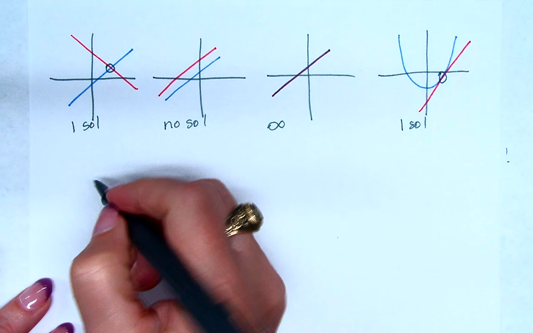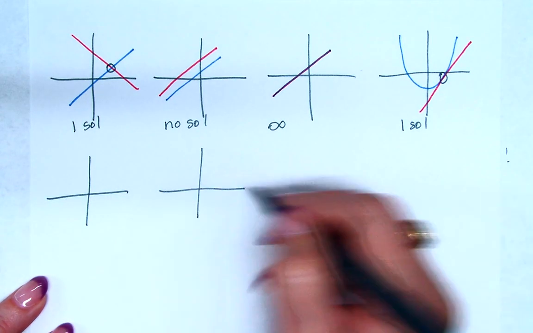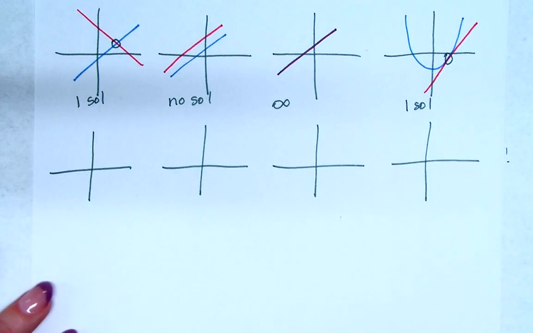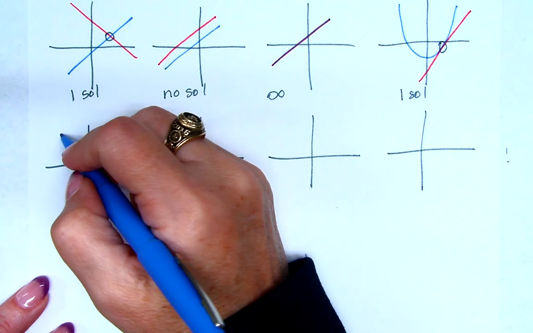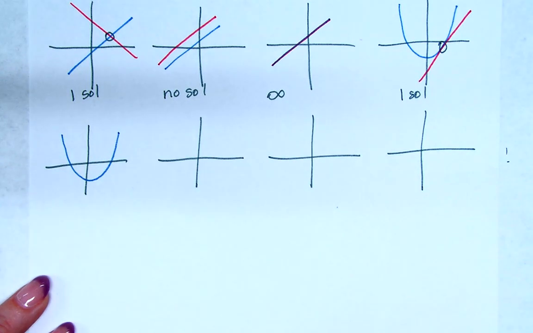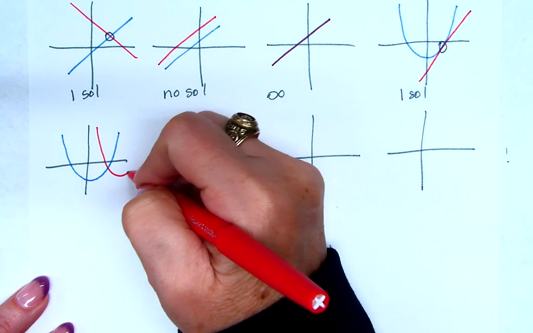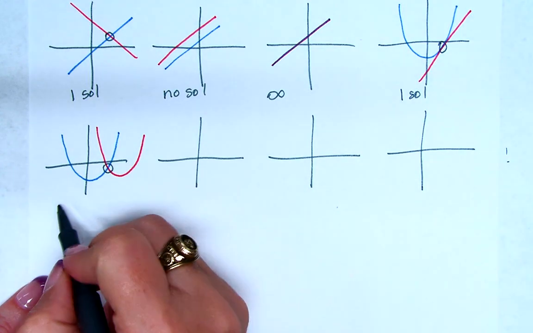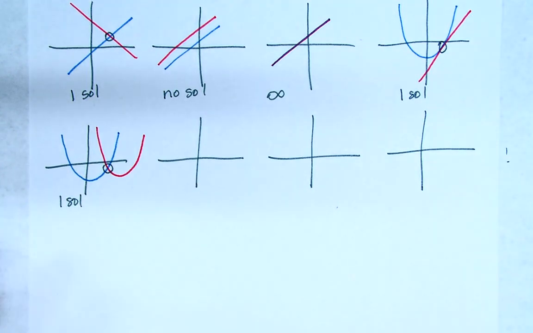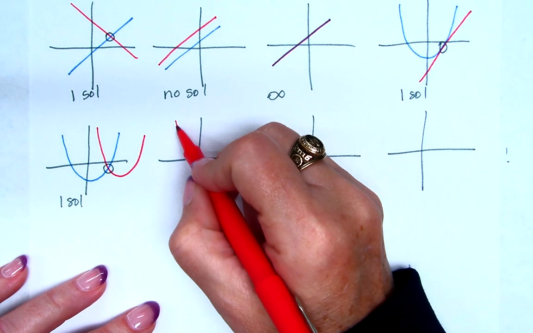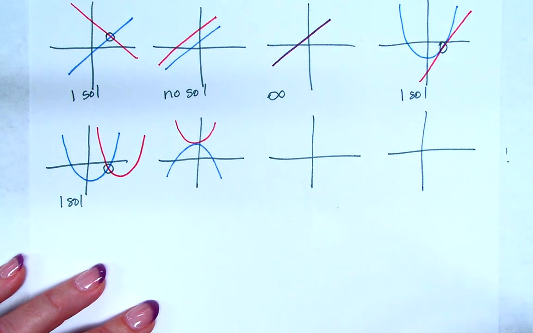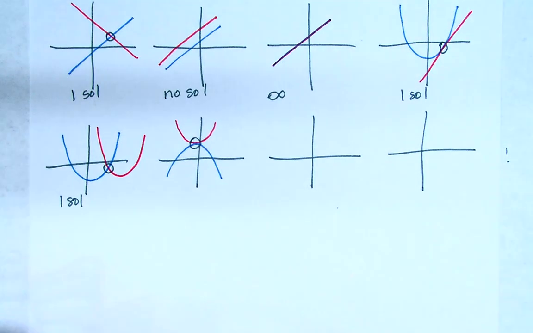Is that the only way we can get one solution? I'll give you a hint. I'm drawing 4 more graphs. What if I did 2 parabolas? Could I get one solution with 2 parabolas? What about that? Isn't that one solution? Right there? What if I did one parabola up here and one parabola right there, where they touch right at the vertex? Isn't that one solution?